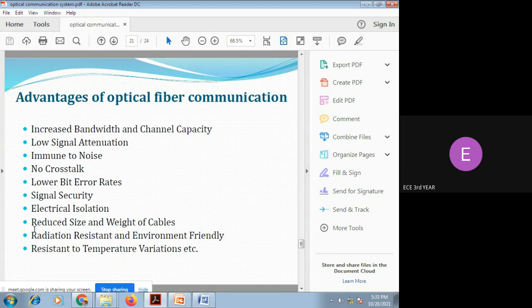Electrical isolation is there, reduced size and weight of cables, radiation resistance, environment friendly, and resistant to temperature variation. These are all the advantages of the optical communication system. The major advantages are high speed, high bandwidth, low signal attenuation, no crosstalk, and signal security. These are the main five advantages. It is also used for long distance communication, with speed up to terabits.